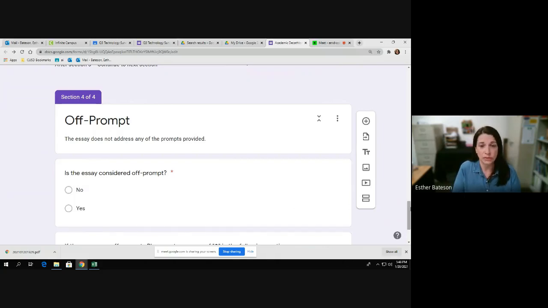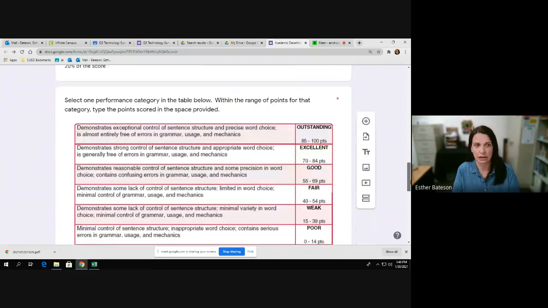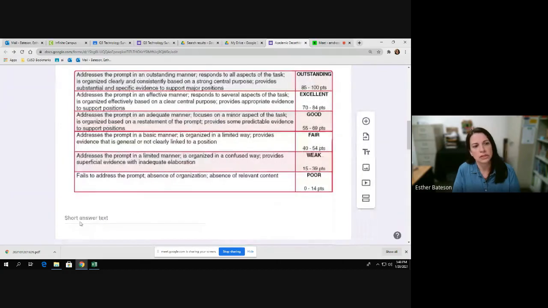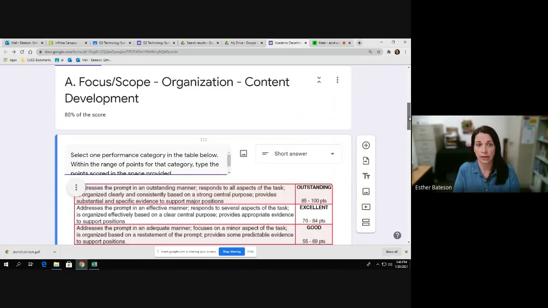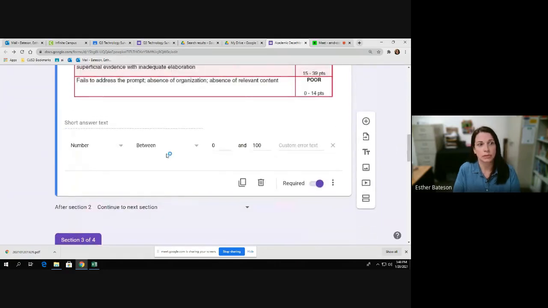Now, in terms of scoring, I am going to scroll back up just to make sure that we all understand where we need to put those scores. I did not cover that initially. There's this area where it says short answer text. You can enter your score in that area. And it's going to ask you to put a number between 0 and 100. That's it.